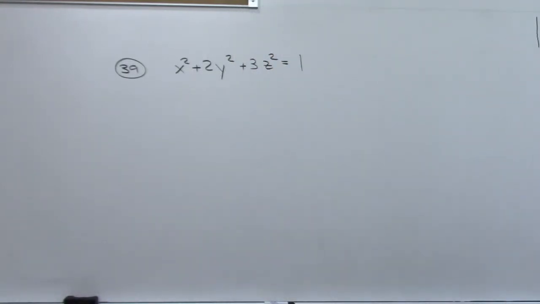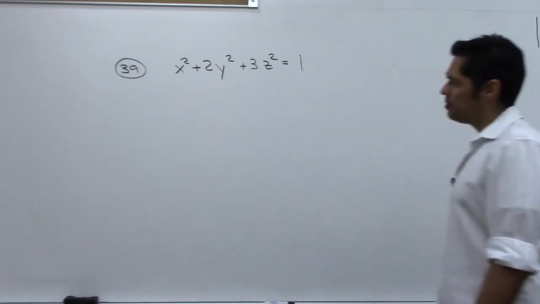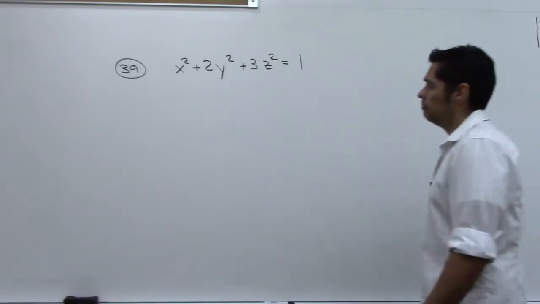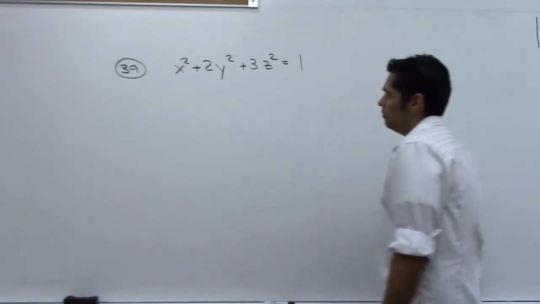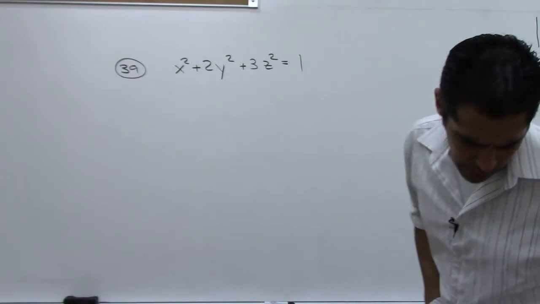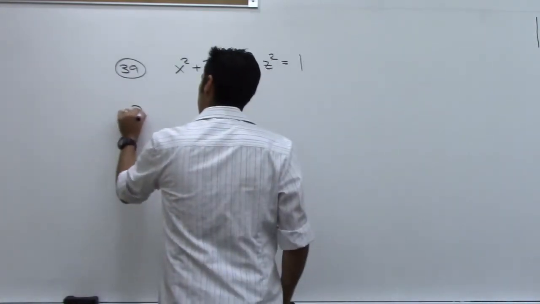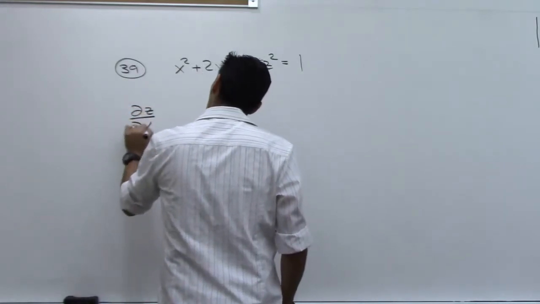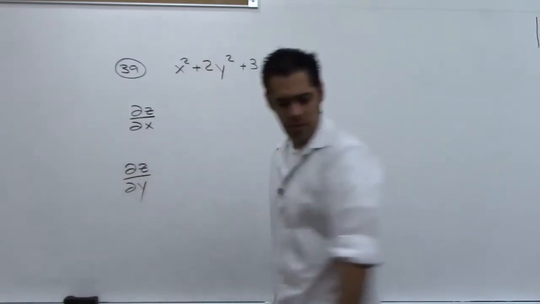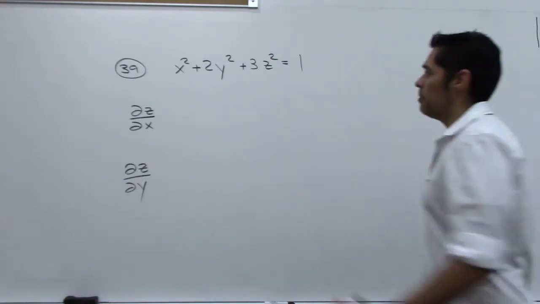But we know this is a quadratic surface. We looked at these before. It's an ellipsoid, if we were to graph it. Either way, let's move on. They want you to find the partial of z with respect to x, and the partial of z with respect to y. I believe that's all they want, right? Yeah. Okay, so let's start with the partial of z with respect to x.